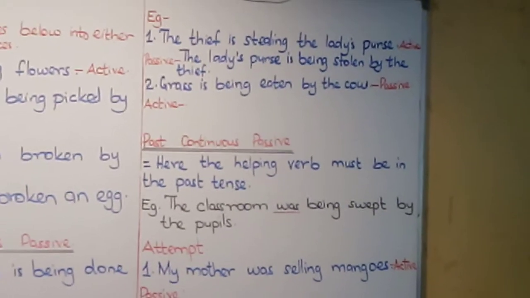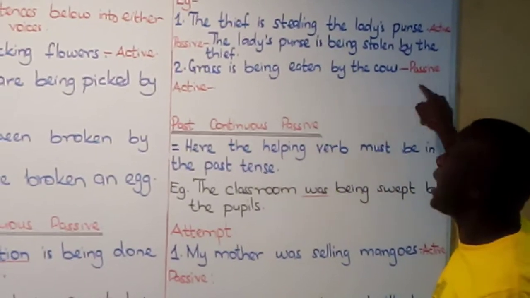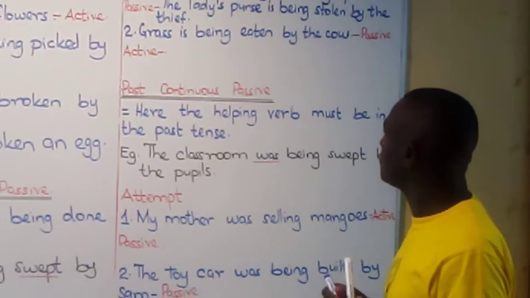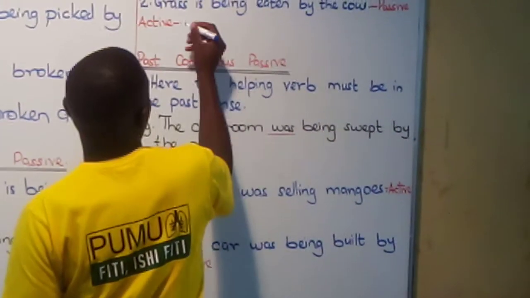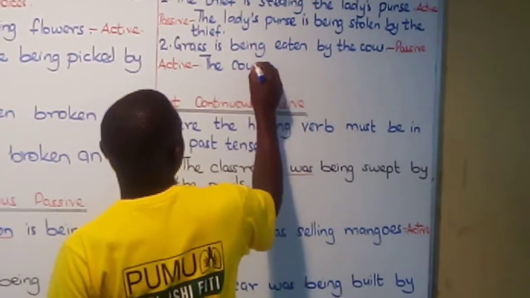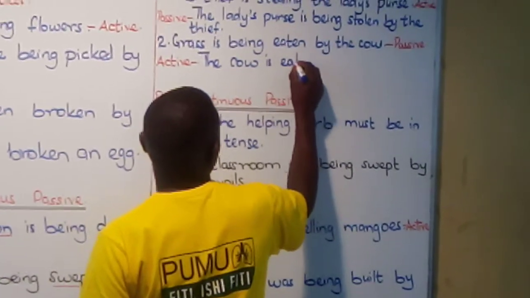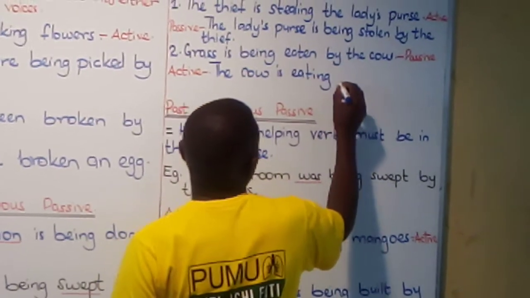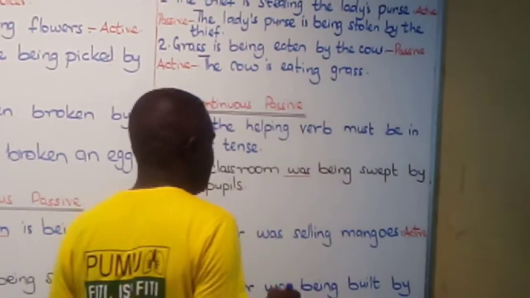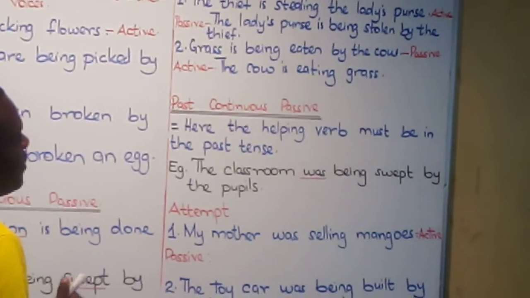Sentence number 2 is in passive. Grass is being eaten by the cow. So we change it into active. The cow is eating grass. The cow is eating grass. Now we've changed it into active voice.